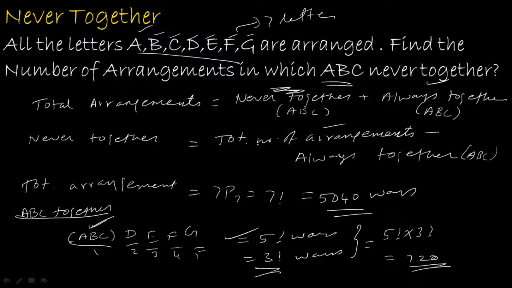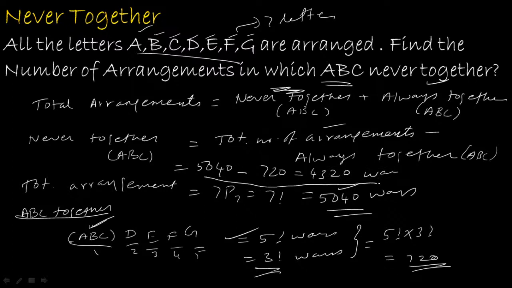So now we calculate the number of arrangements in which A, B, C are never together. So never together A, B, C is equal to the total number of arrangements, that is 5040, minus always together, which is 720. So subtracting this you get 4320 ways. Okay. So this is your final answer.